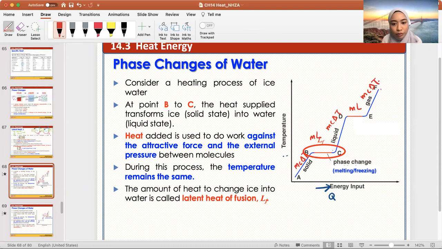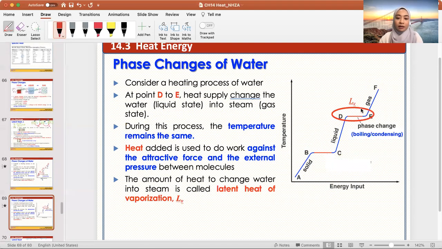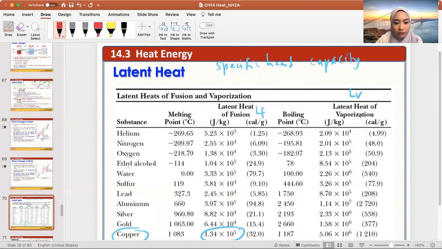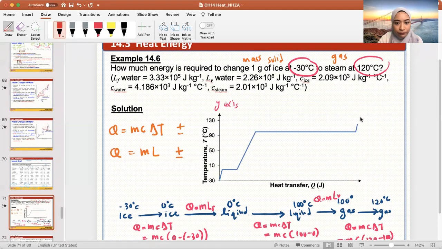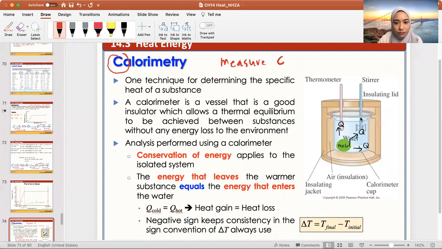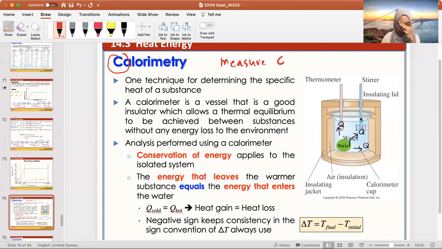What type of L should you use? From solid to liquid, it's fusion, liquid to gas, it's vaporization, vice versa. Okay, senang je. Senang je. Phase change is over. Okay, dah tahu. This one. Okay, calorimetry.